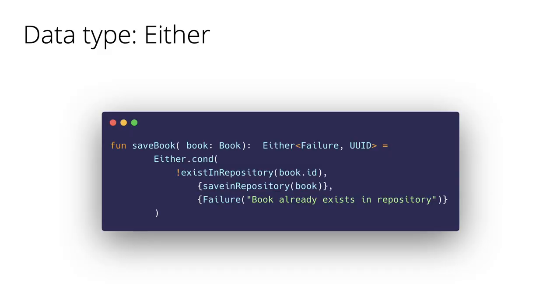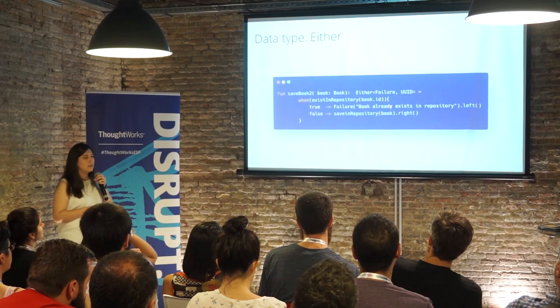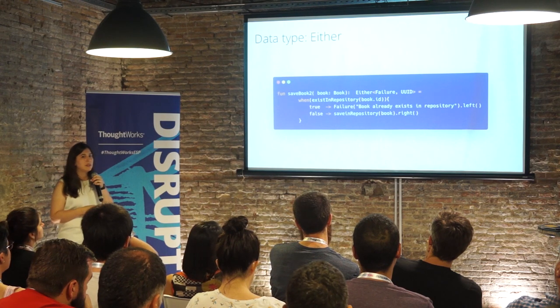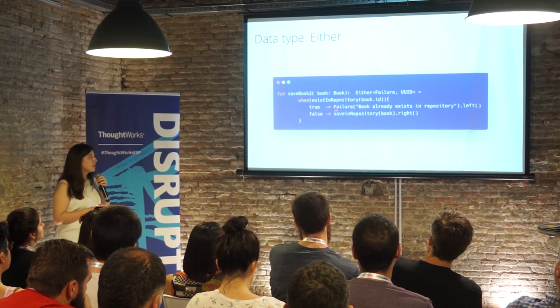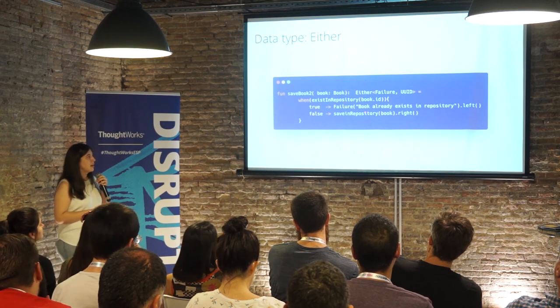Another simpler way to see this is using the already known pattern matching. We are going to call this function that is going to return a Boolean to know if the book is already saved in our repository. So if it's true, we are going to create this class Failure.